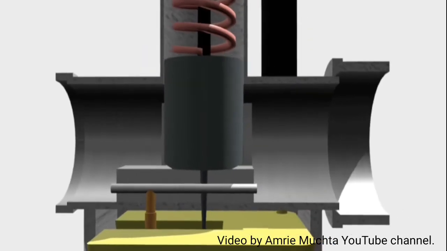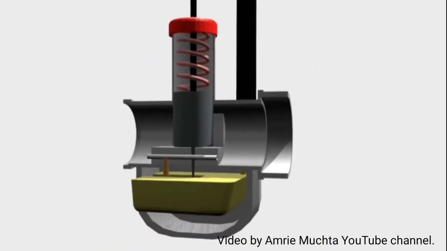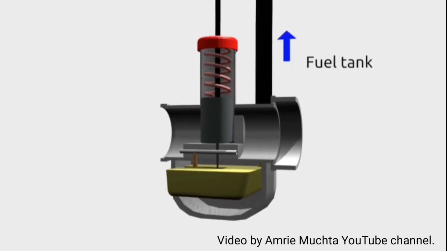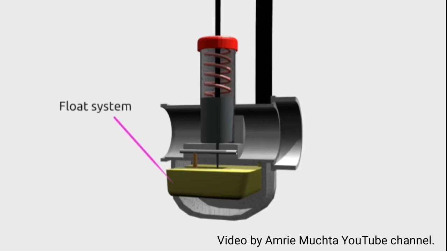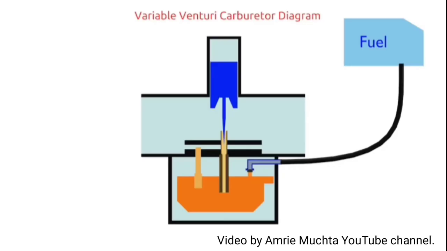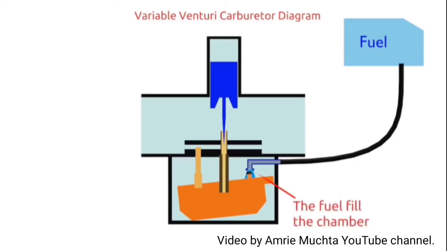Then, we know that the fuel tank is higher than the carburetor. Why doesn't fuel overflow? Apparently, there is a float system that keeps the fuel from overflowing. This system only utilizes float movement to close the fuel from the tank. So, when the fuel in the float chamber is empty, the float goes down and the float needle is open. That makes gasoline fill the float chamber.